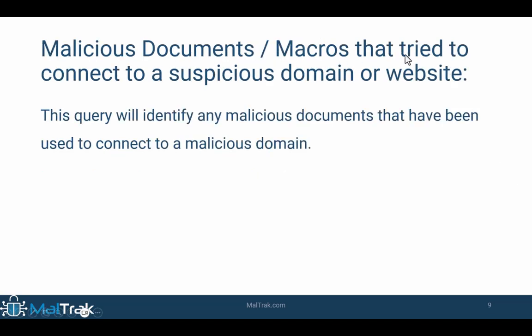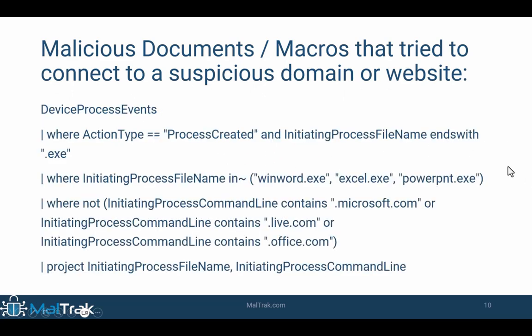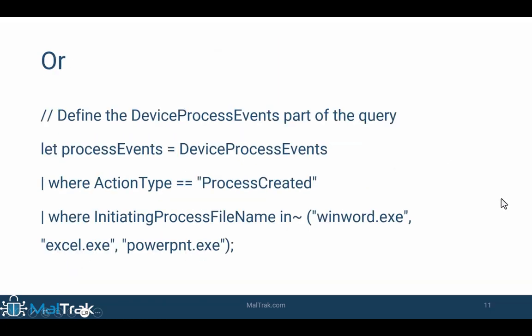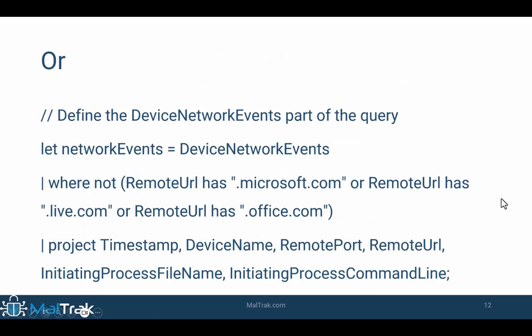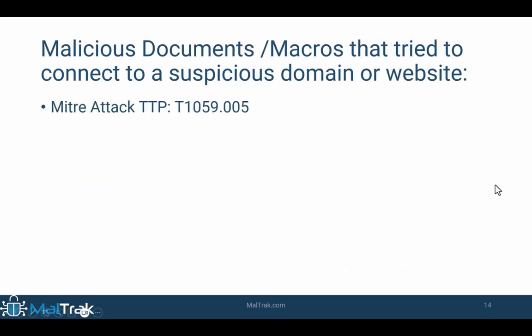So malicious documents, macros that try to connect to a suspicious domain or website. This query will identify any malicious documents that have been used to connect to a malicious domain. It's quite a long query. We've done this before. We've gone through this in module 4, so I'm just going to skip it for now. There's multiple ways of doing it. You can go ahead and run that inside Defender or Sentinel.